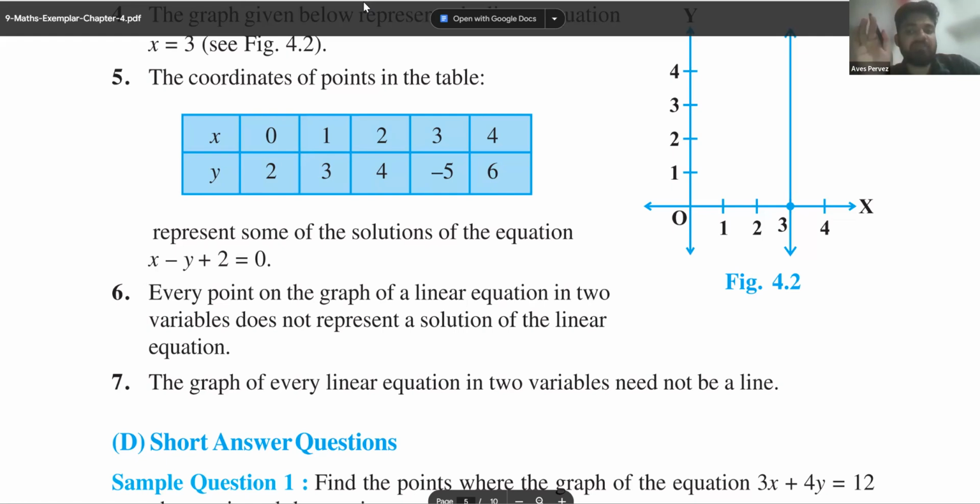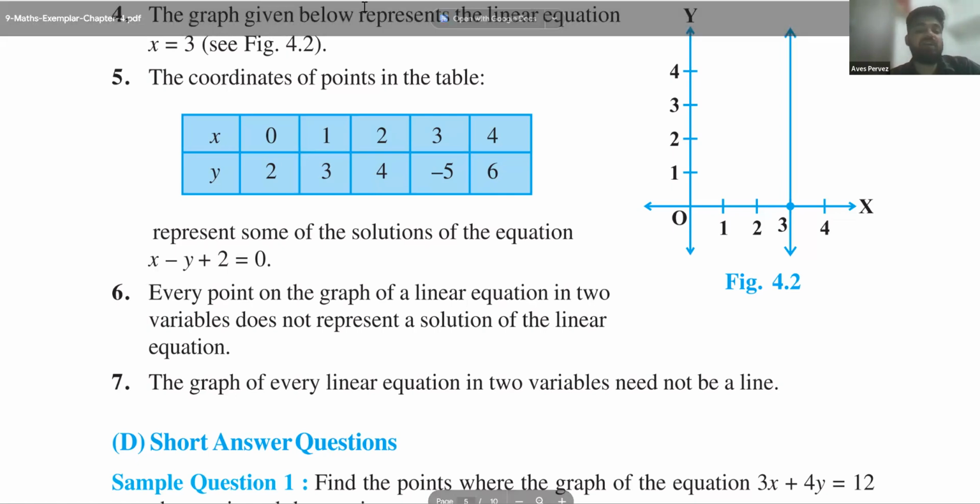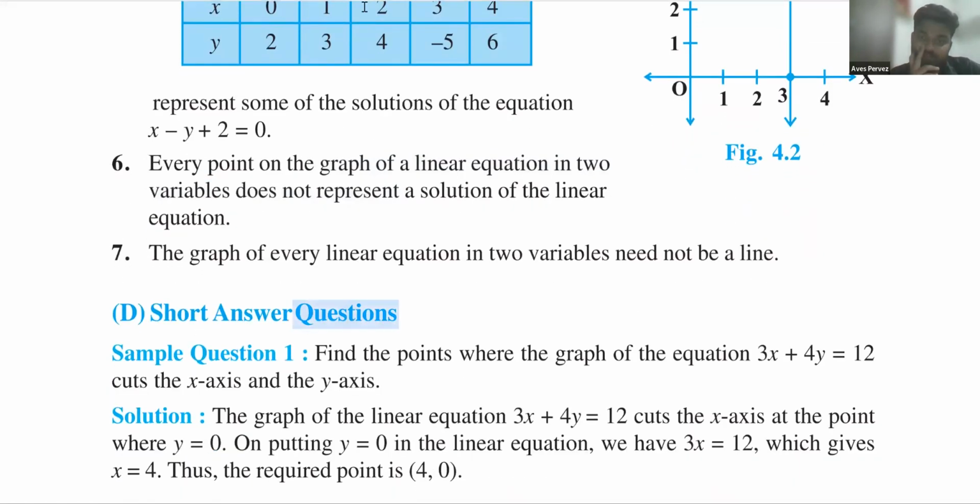Every point on the graph, if you are having a graph, means a line. So every point on the line, you can understand this by replacing the word graph with line. Every point on the line of a linear equation in two variables does not represent the solution. Yes or no? It is false. It represents. Okay, got it?